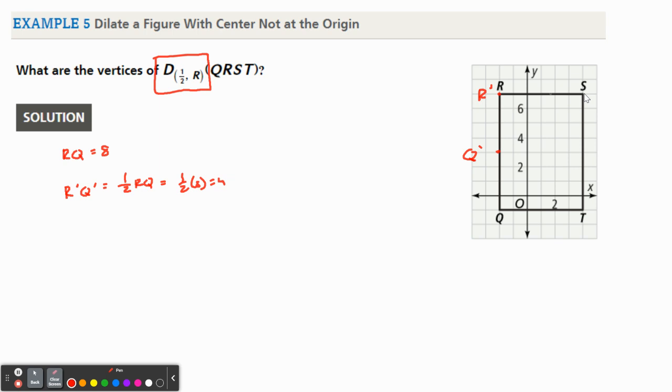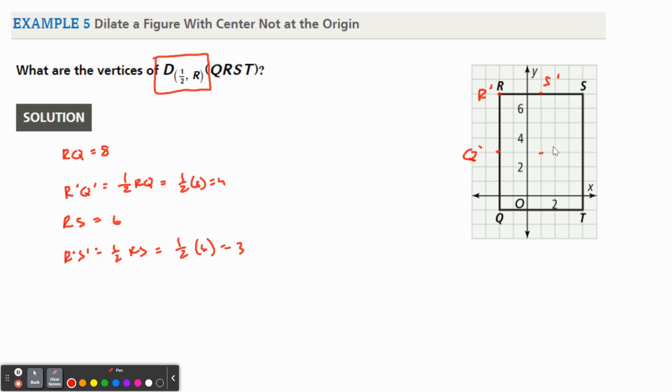Same thing with S. I'll do S because it's horizontal. So R to S was a length of 1, 2, 3, 4, 5, 6. So then R prime to S prime will be 1/2 of that length, which will be 1/2 of 6, which is 3. And from R prime, I'll count 1, 2, 3. And there's S prime.